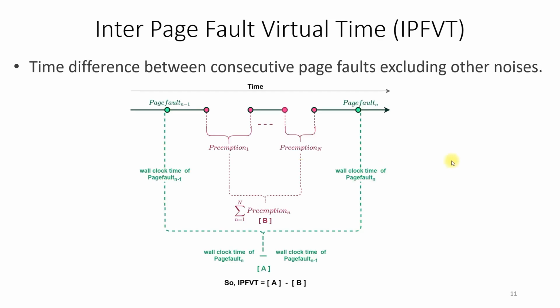To make the algorithm work, we define a certain set of basic building blocks. The first is the inter-page fault virtual time, IPFET, which is basically the wall clock time difference between two consecutive page faults of a process minus all the preemptions that occurred between them. The following figure below shows one instance of computation between two page faults, and how the IPFET is calculated.